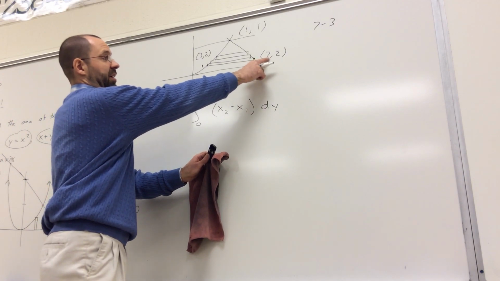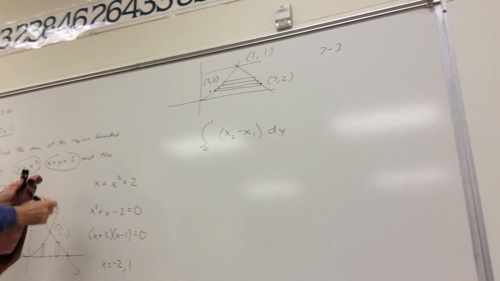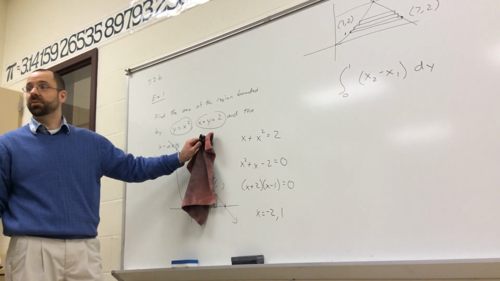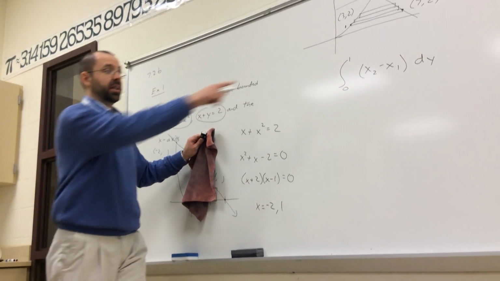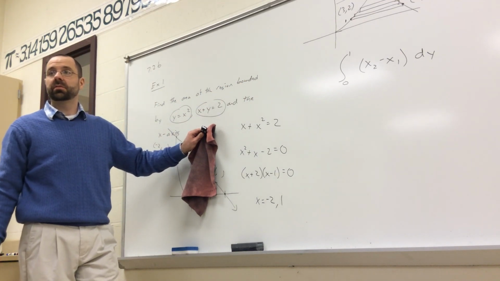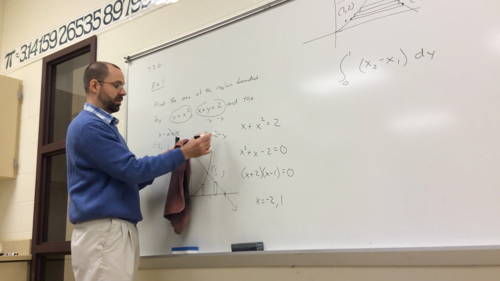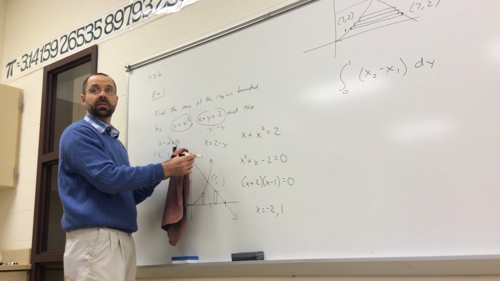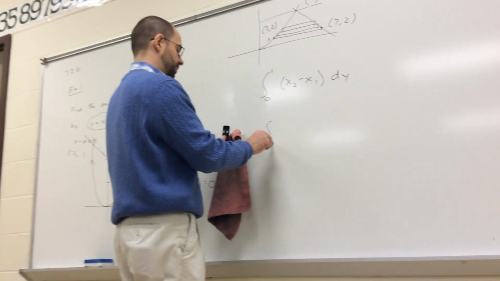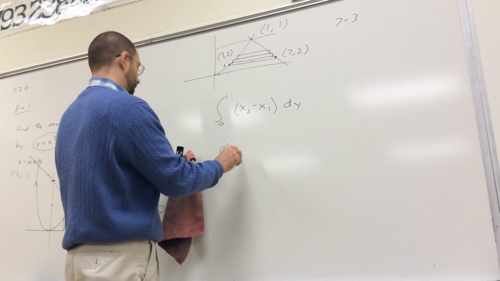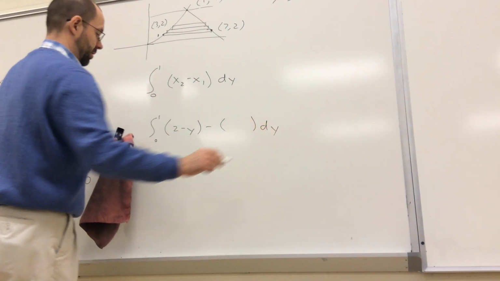So that means the bigger x value is going to come from the line. We needed to take the bigger x minus the smaller x. So the bigger x comes from the line. So this x2 has to do with this equation, x plus y equals 2. We need a formula for x to plug in for that x2. So we're going to subtract y from both sides. There's my formula for x that I can put in for that x2 over there. So this is going to be integral from 0 to 1 of 2 minus y minus something, I'll figure that out later, dy.